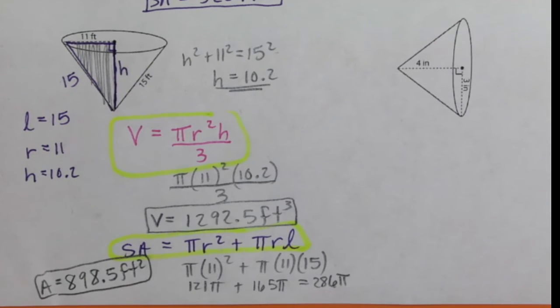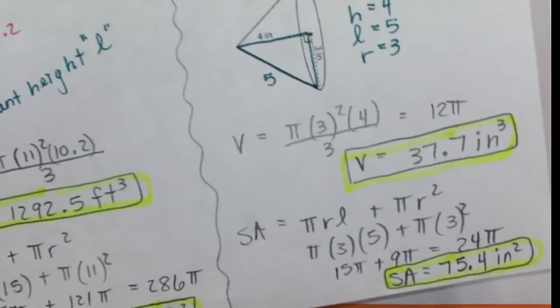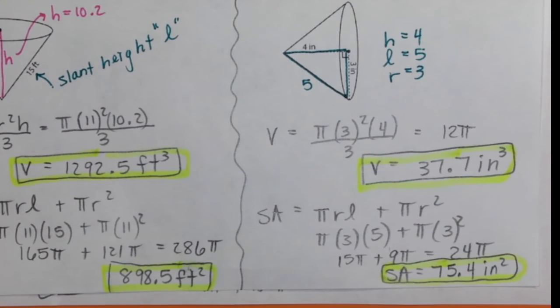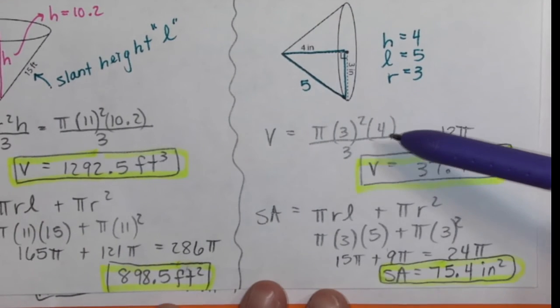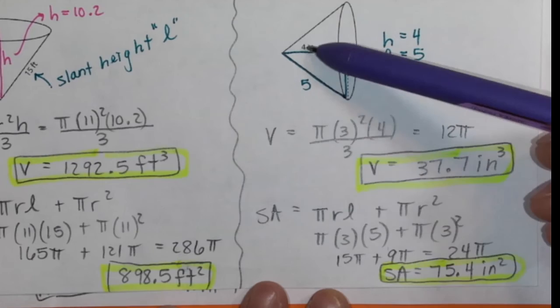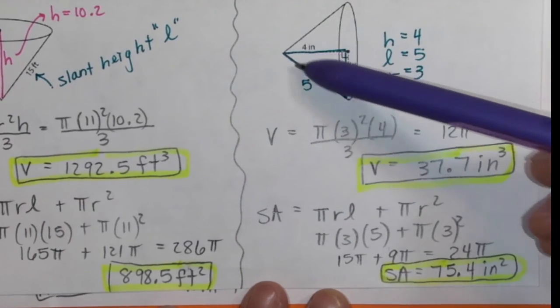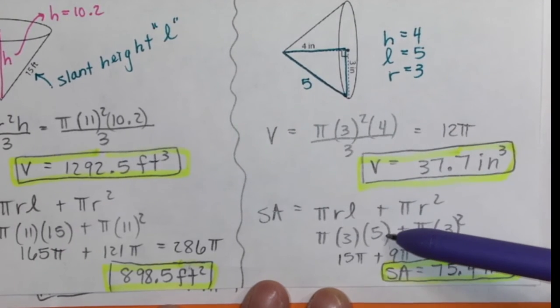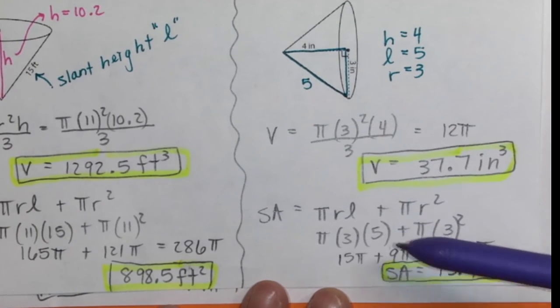And here's the answer to number 4 after you are done. Again, double check that for the volume, you're using the height, which is right here. And the slant height is 5, which you had to find using the Pythagorean theorem. That's your slant height.